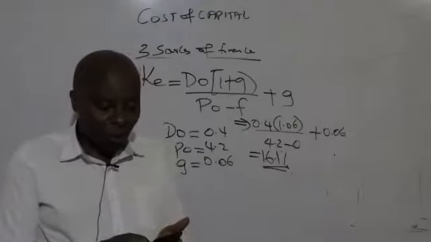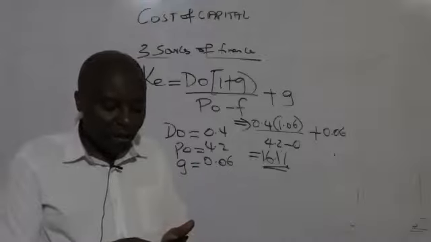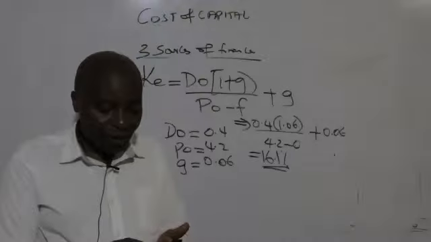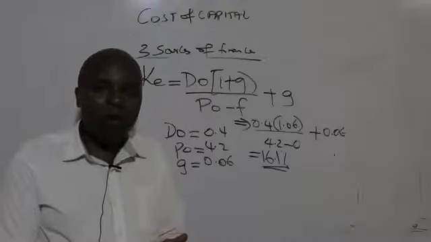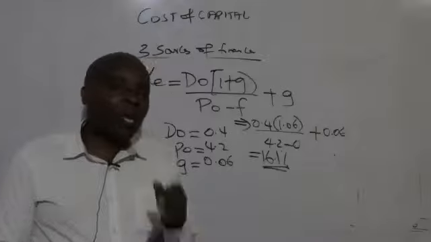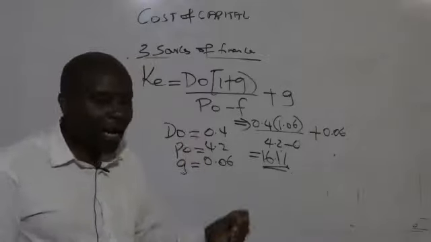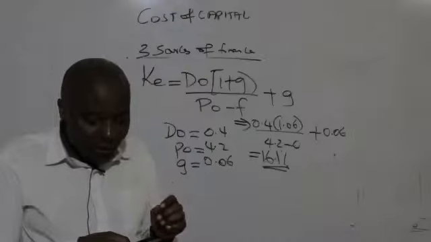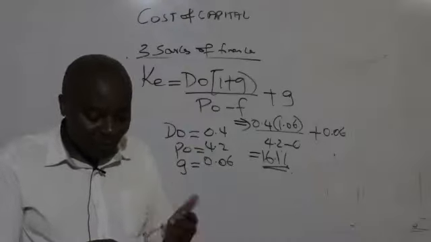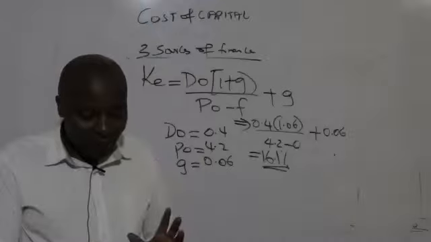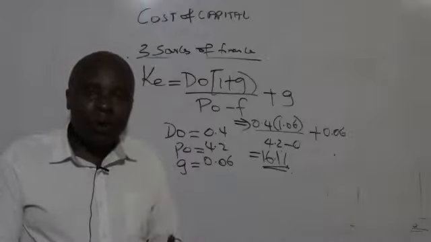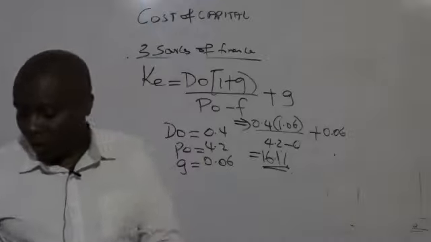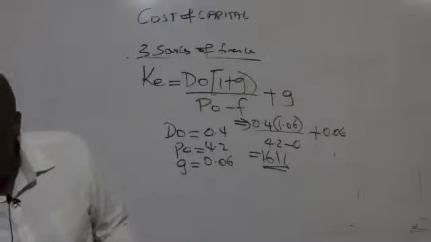So we go to very interesting stuff, ladies and gentlemen. If you look at example 4, example 4 is all about a situation where you are not given the growth rate. Example 4 is about a situation where the growth rate is not given.